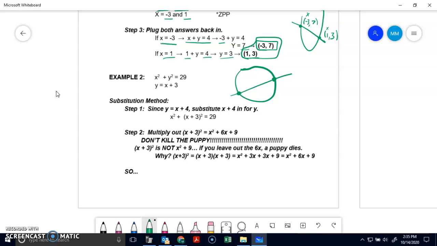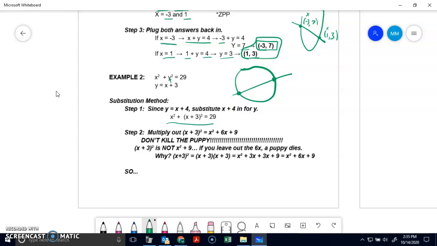So the substitution says, if I know that y equals x plus 3, I can substitute x plus 3 in for y into the other equation. So I substitute x plus 3 in for y into this other equation. And you can see that right here. X squared plus not y squared, but what y is equal to, which is x plus 3 squared, equals 29. That's substitution.